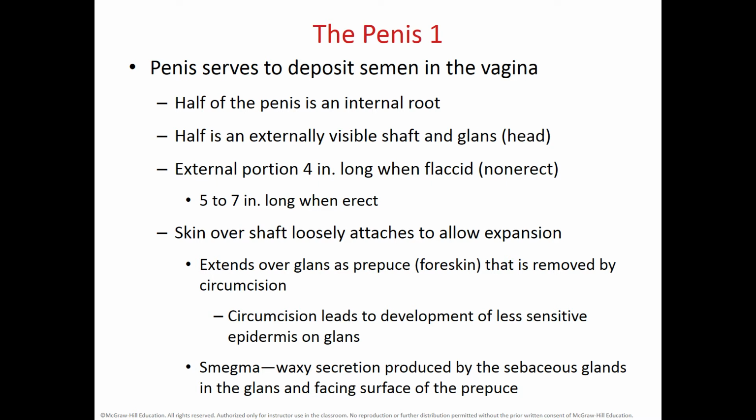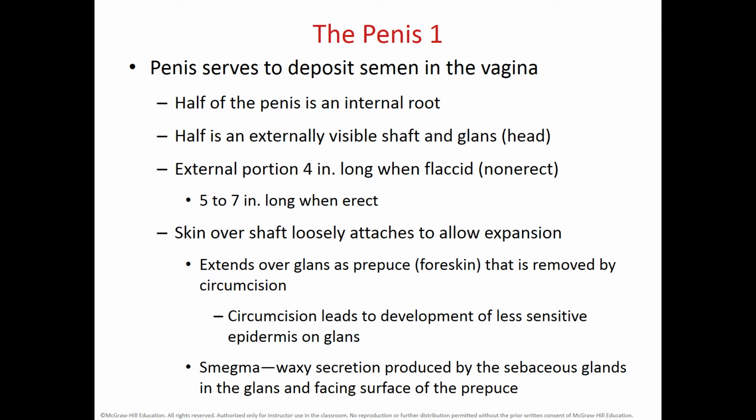So the penis is the copulatory organ. It deposits the semen into the female vagina, and half of the penis is located internally, so it forms the root, while half of the penis is external, so it's forming the shaft or the mid portion and the glans, the tip of the penis.